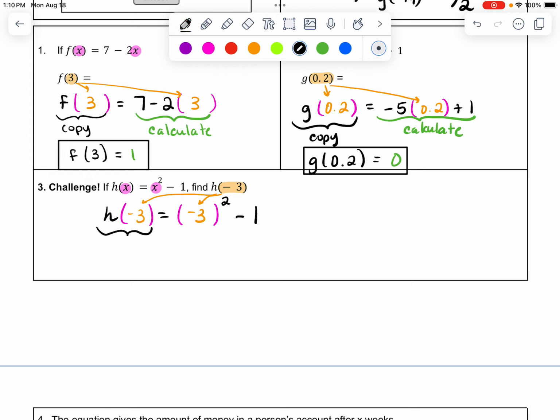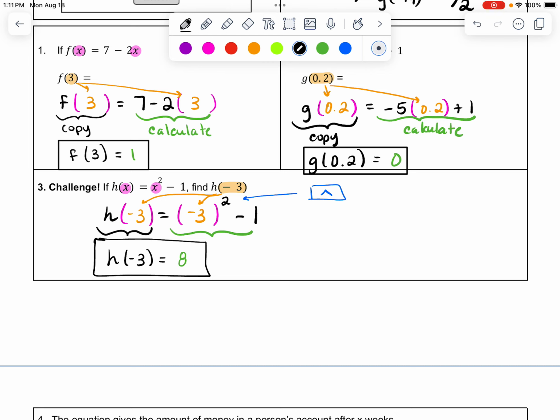I'm going to copy this part of the equation, and then I'm going to type in this part of the equation. Now to make an exponent, look for the button on your calculator that looks like this. It should be right above where you see the plus, minus, multiply, divide. So when I type this in, I should get as my final answer 8. And that's it.